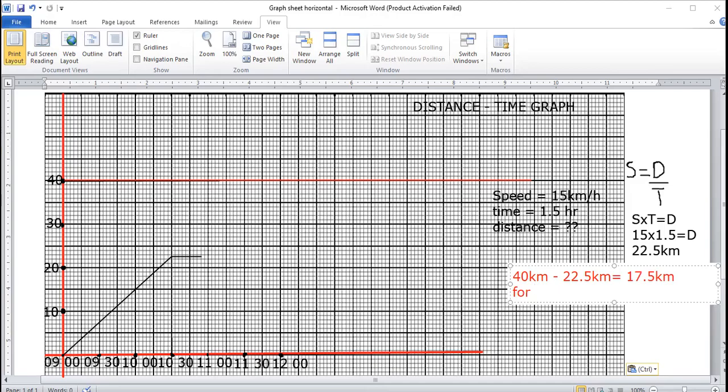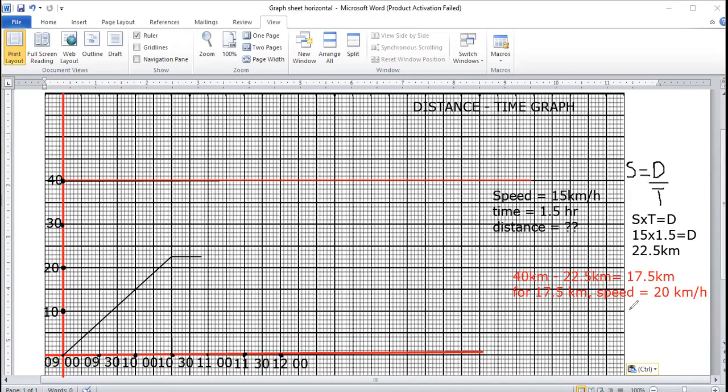Now, for this 17.5 kilometer, the speed was given as 20 kilometer per hour. So now I have to check in how much time the body is going to cover the whole distance. I'm going to use this formula, S equals D over T. I have to use this formula, but over here they are asking for time.